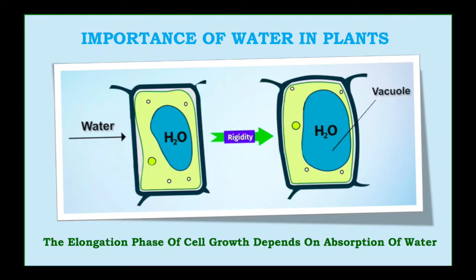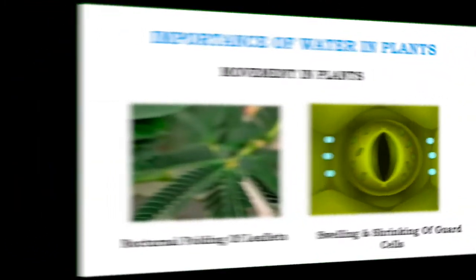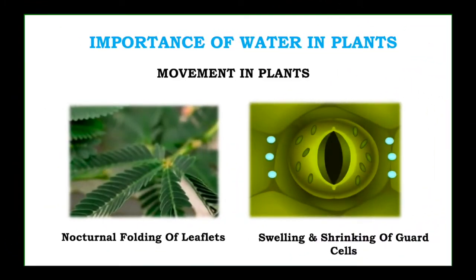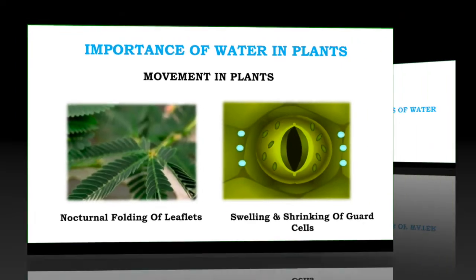Water imparts turgidity. It provides mechanical support and rigidity to non-lignified plant cells. The elongation phase of cell growth depends on the absorption of water. Different types of movements in plants are regulated by water, like nocturnal folding of leaflets of certain plants, and swelling and shrinking of guard cells, which lead to the opening and closing of stomata, etc.